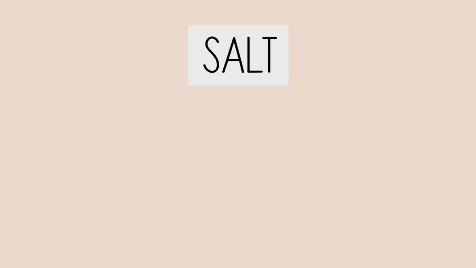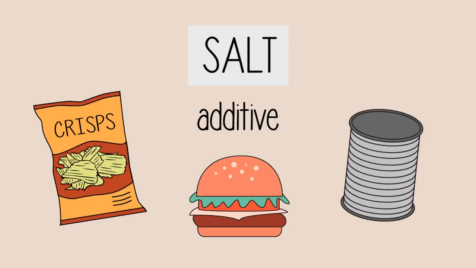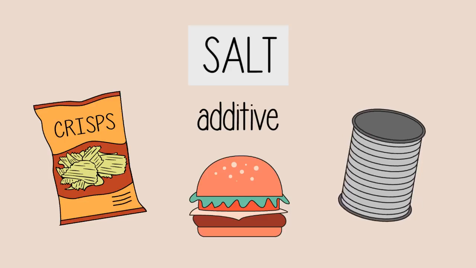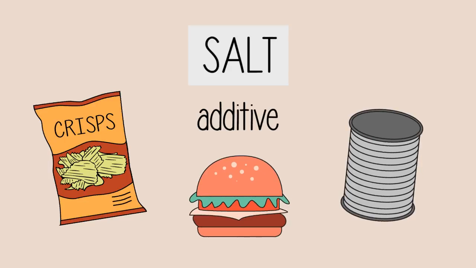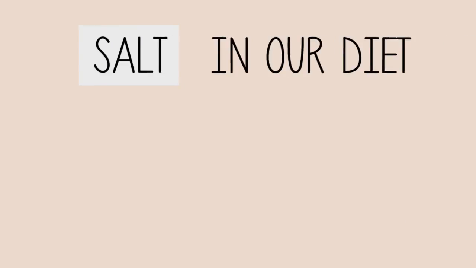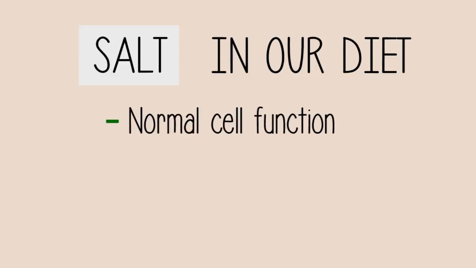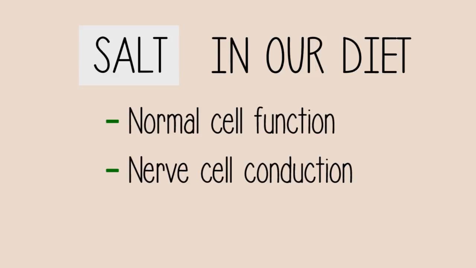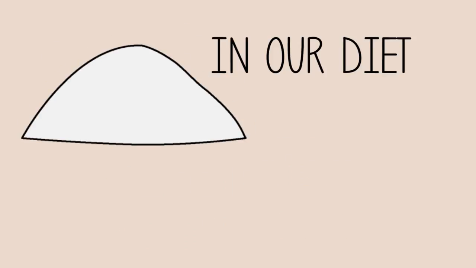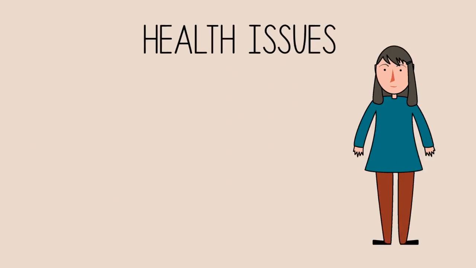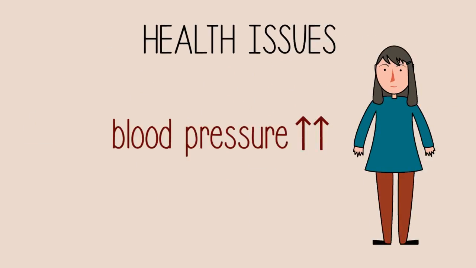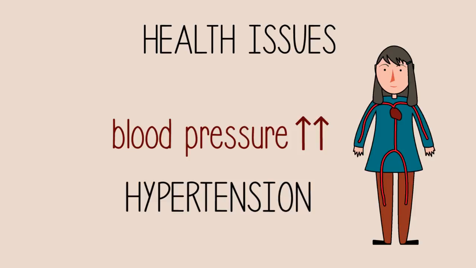Salt is also the most common food additive in processed foods. It can be found in rather high quantities in crisps, tinned food, and most fast foods. We actually need salt in our diets to maintain normal cell function, nerve cell conduction, and a normal blood pressure. Too much salt in our diet, however, will lead to many health issues. It raises blood pressure, which can lead to many cardiovascular or heart diseases. The medical term for increased blood pressure is hypertension.